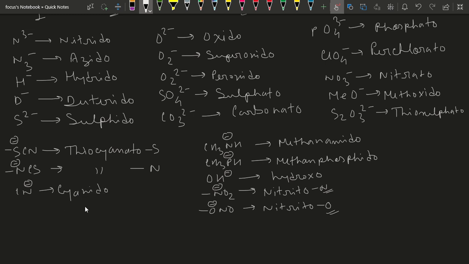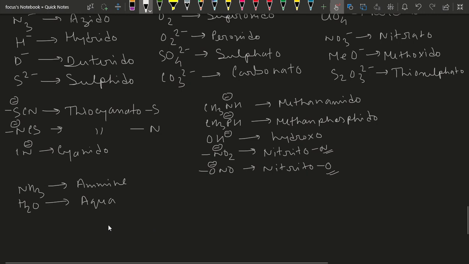These are all important and very useful ligands while naming our coordination compounds. I'm writing all these names section by section. The last portion does not contain O at its end. See, NH3 is called ammine and H2O is called aqua. Here no O is present at the end. CO is called carbonyl.